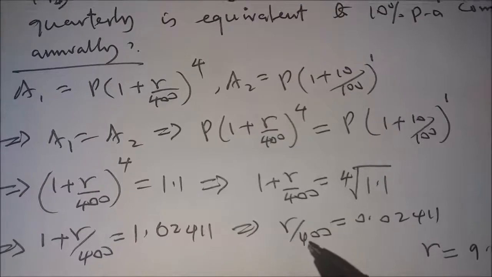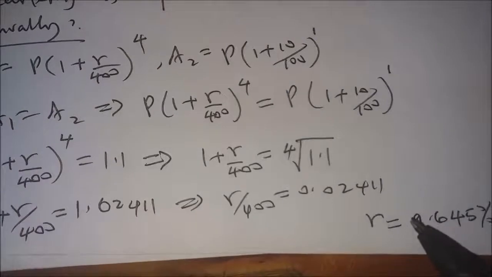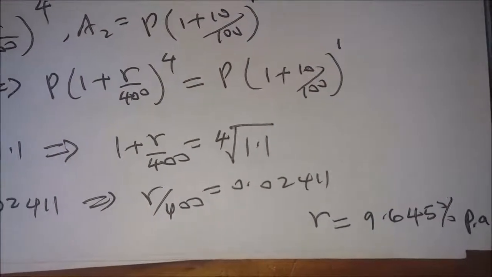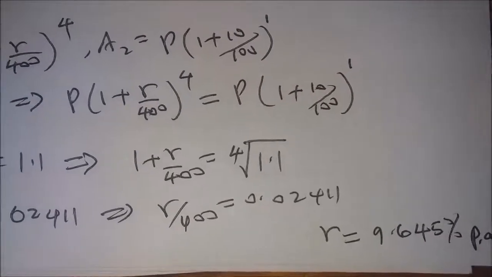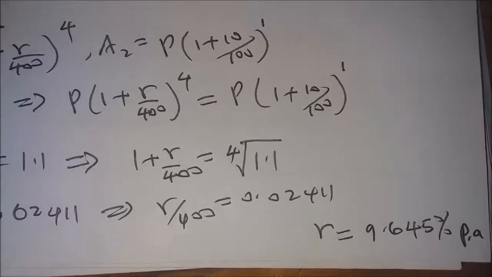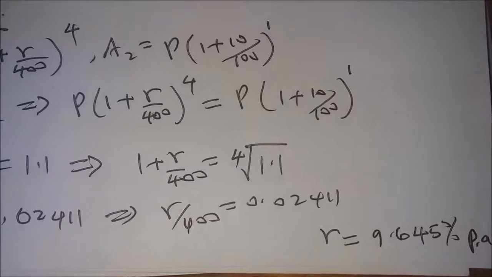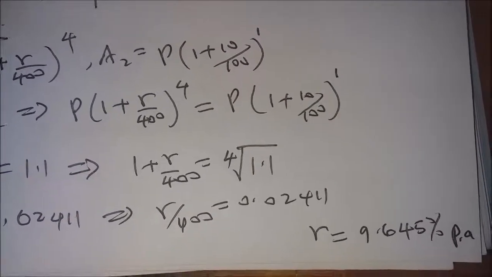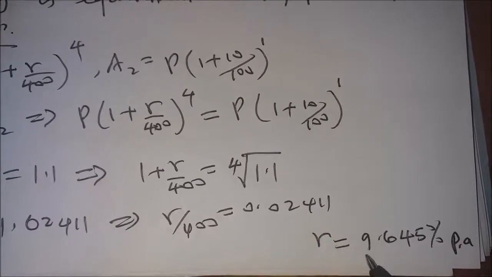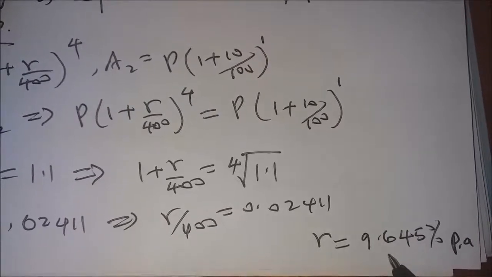So we have R over 400 equals 0.02411. And our R will be 9.645% per annum. It means 9.645% per annum compounded quarterly will give you the same amount as 10% per annum compounded annually. So 10% per annum compounded annually is equivalent to 9.645% per annum compounded quarterly.